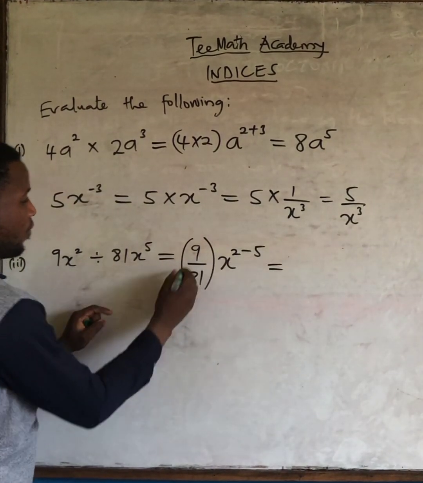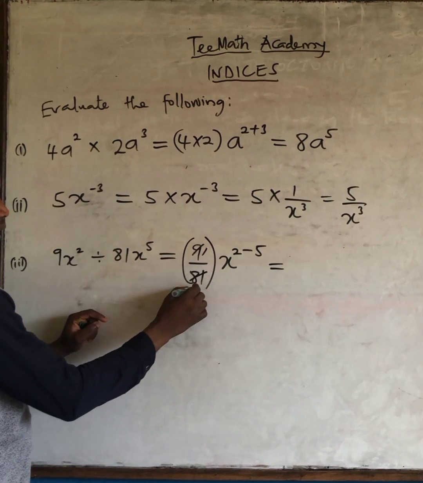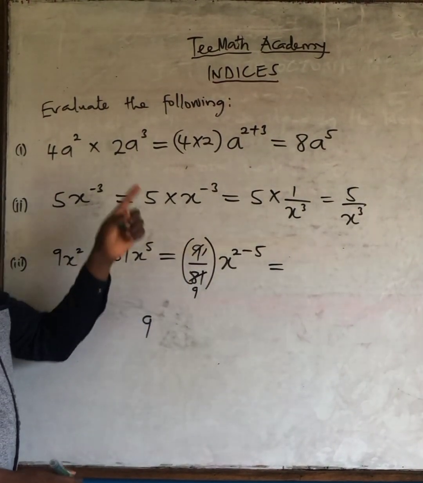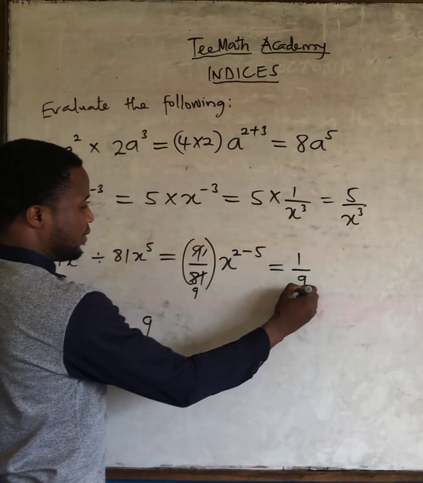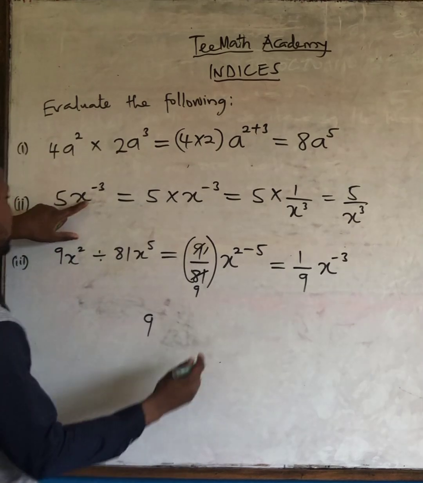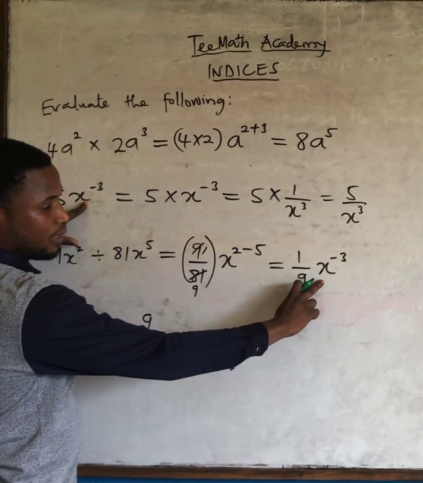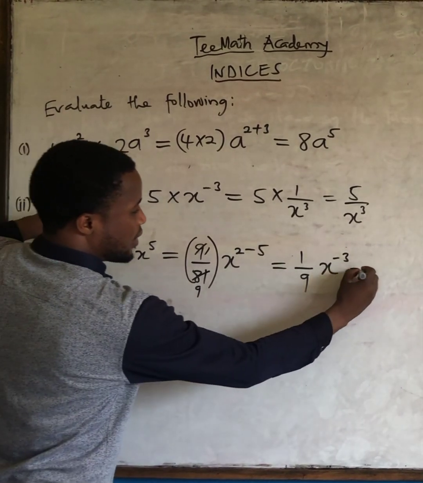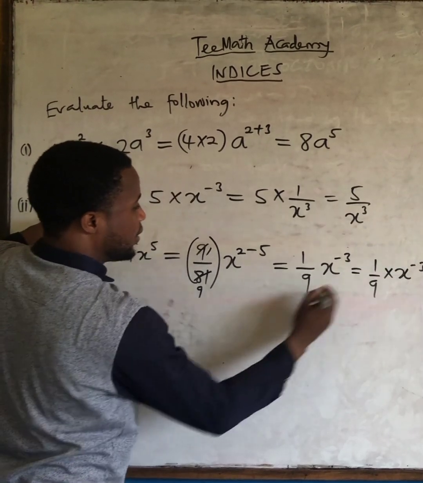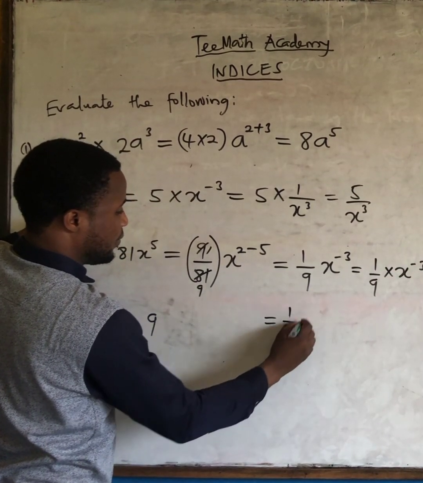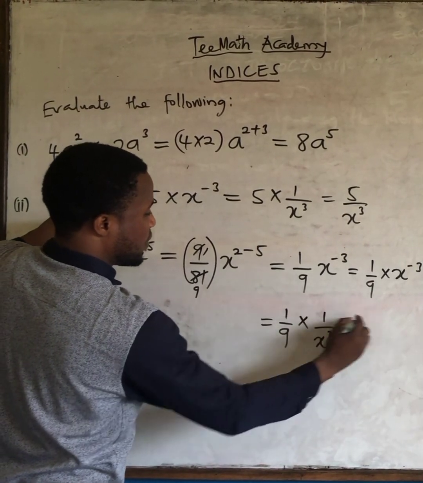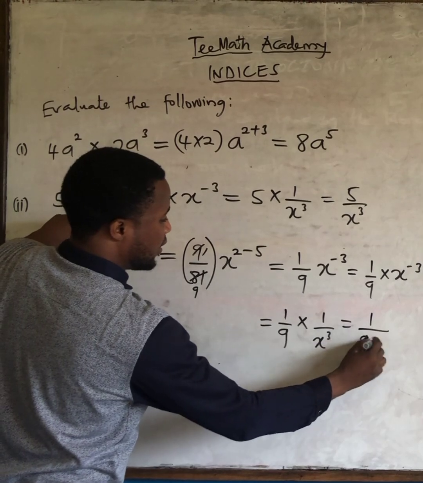So what do we do? 9 here is 1, 9 here is 9. Some people just say 9. Don't ignore this one, especially when it is up. So that will be 1 over 9 x raised to the power what? Minus 3. It's giving you something like this. All right, so we separate it as 1 over 9 times x raised to the power minus 3. Then you know what this one means. That gives us 1 over 9 times 1 over x cubed. And that gives me 1 times 1 is 1 over 9x cubed.